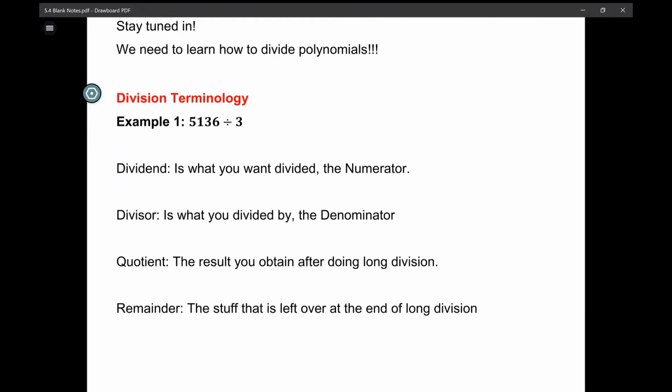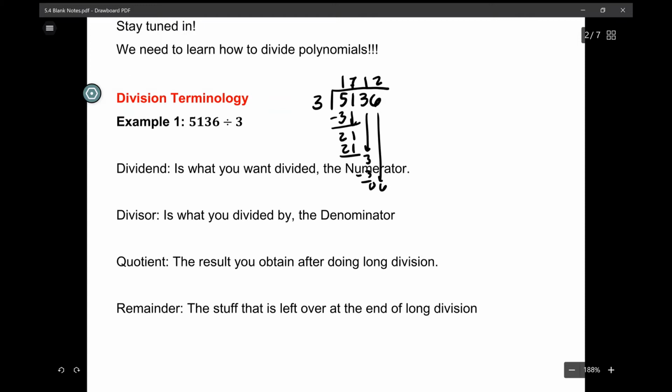Let's just do a quick division problem. 5136 divided by 3. So remember, we take the 3 into the 5 one time. 21, 7 times, 21, 3 comes down, 1 time, minus 3, 0, 6 comes down, 2 times, and that's a 6, and then that's 0. Okay, I kind of wrote over my words, but that's okay.